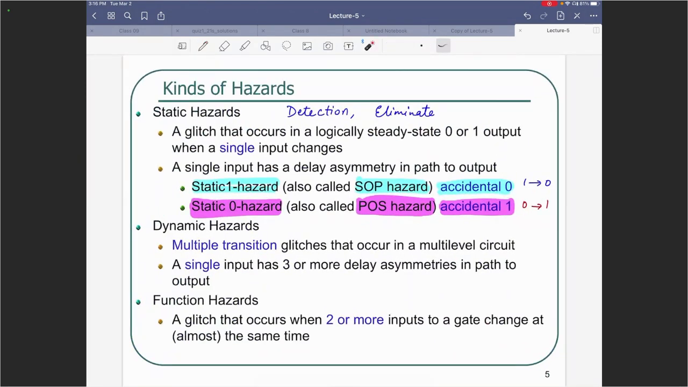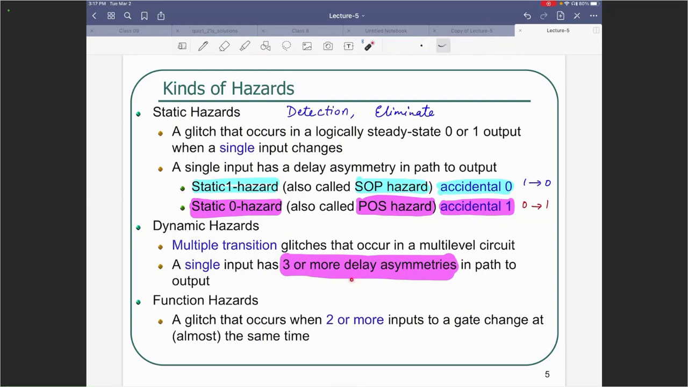Now, how about other types of hazards? Dynamic hazards. This is still a single input changing. However, it has three or more delay asymmetries in the path to the output. So, single input, but more importantly, the way to distinguish between a static and a dynamic hazard is it has to have three or more delay asymmetries all the way from that particular single input to the output.